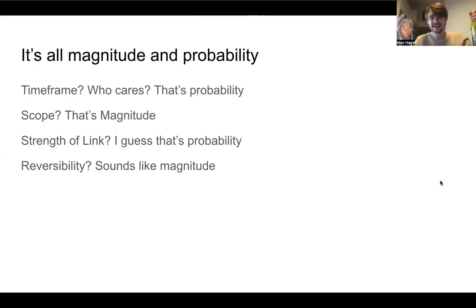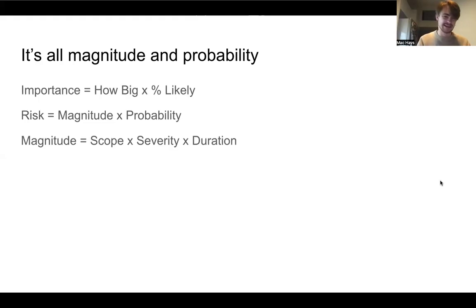So an easy way to think about this is we only care about how important it is as a voter, and that just means how big it is times how likely it is to happen. So risk, we can call this importance like risk, right? This is what's used in the literature. Existential risk papers use this sort of calculation, where risk is magnitude, how big it is, times probability, how likely it is to happen. And magnitude can be further subdivided into scope times severity times duration.